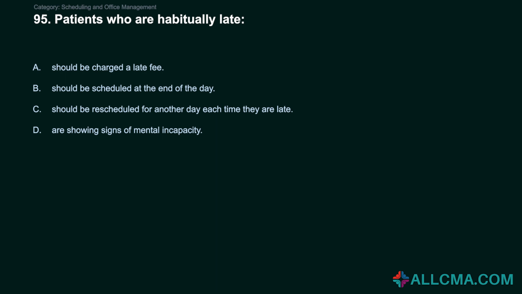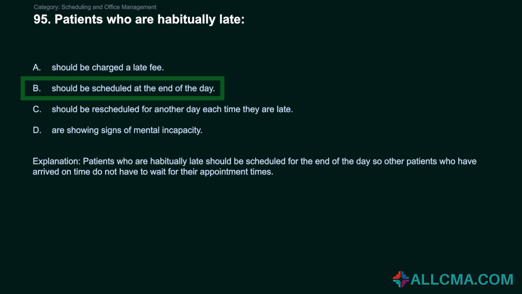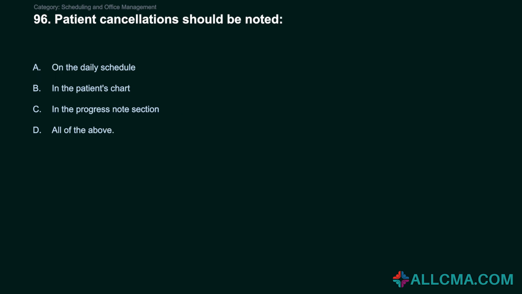95. Patients who are habitually late. A. Should be charged a late fee. B. Should be scheduled at the end of the day. C. Should be rescheduled for another day each time they are late. D. Are showing signs of mental incapacity. Correct answer: B. Should be scheduled at the end of the day. Patients who are habitually late should be scheduled for the end of the day so other patients who have arrived on time do not have to wait for their appointment times.